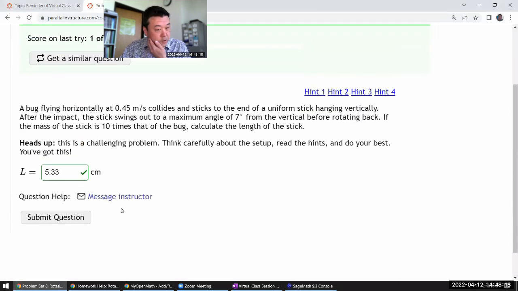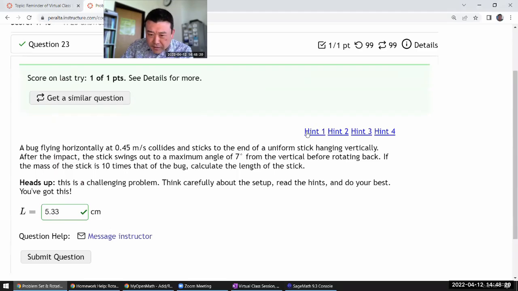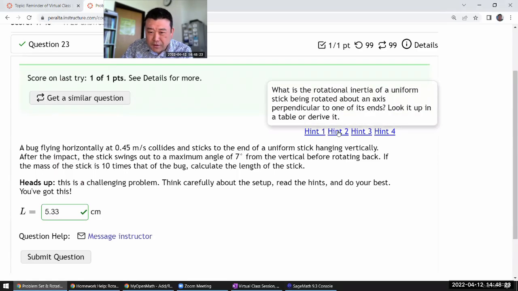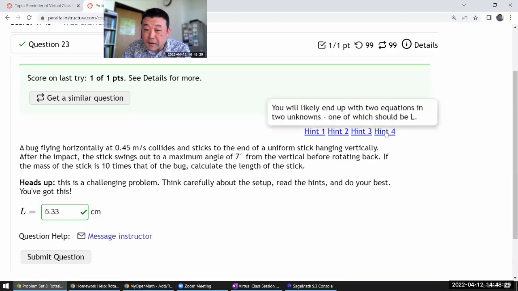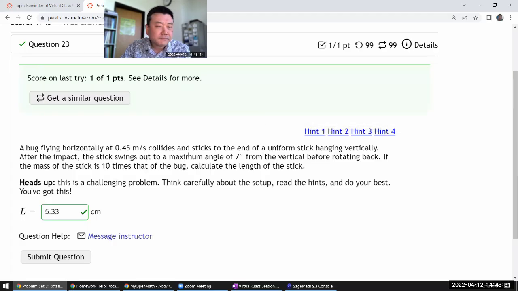So, wow, that one question took a long time, and the hints say, which conservation laws apply, and I think it's bringing up all the points that I've already done. Yeah.